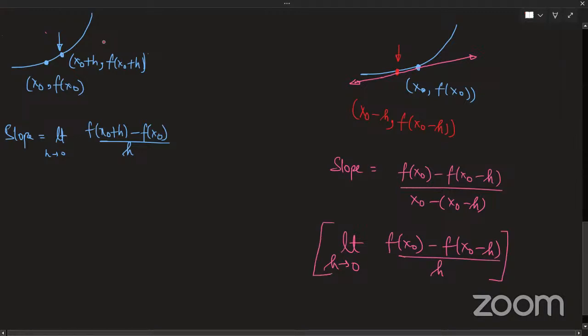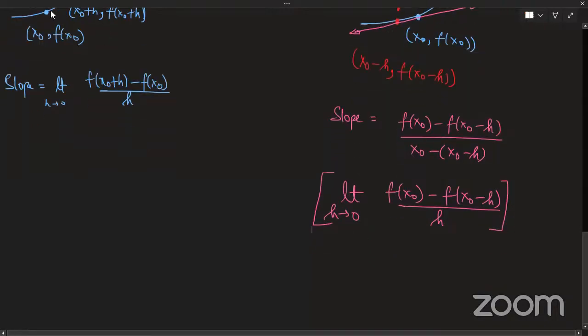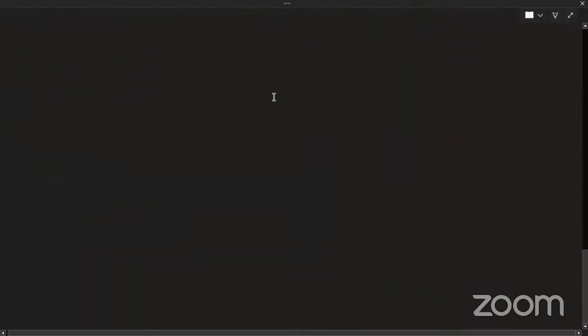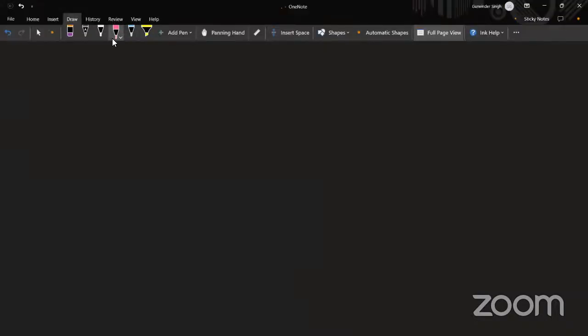Okay. Great. So this is what we call the left hand derivative and the right hand derivative. In polynomial cases, we don't need to actually think of it much. In polynomial cases, the left hand derivative and right hand derivative are both equal.